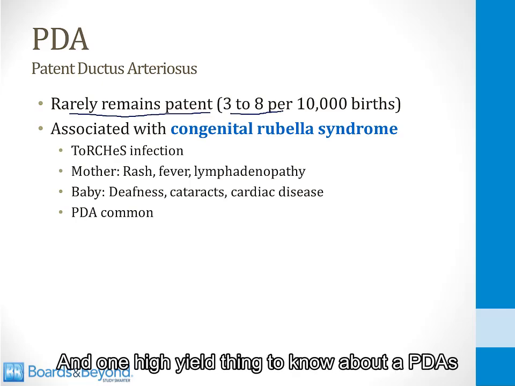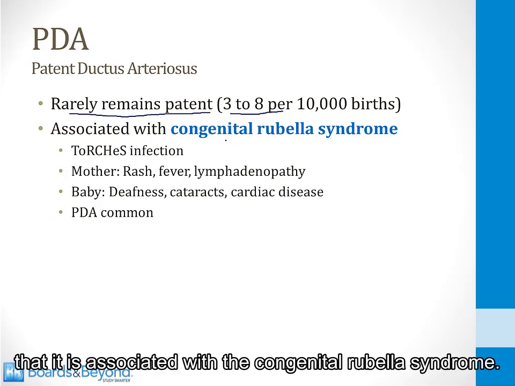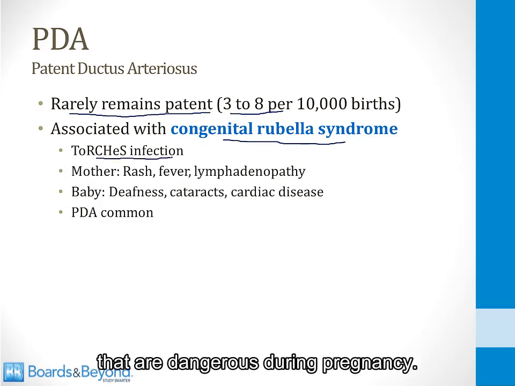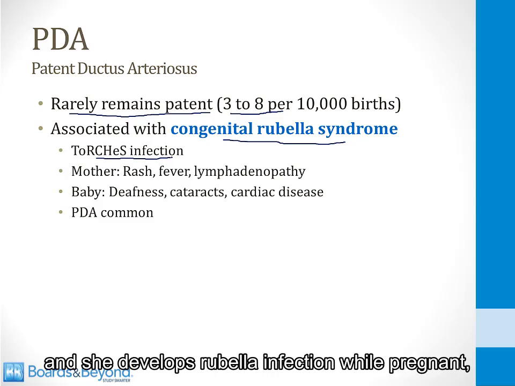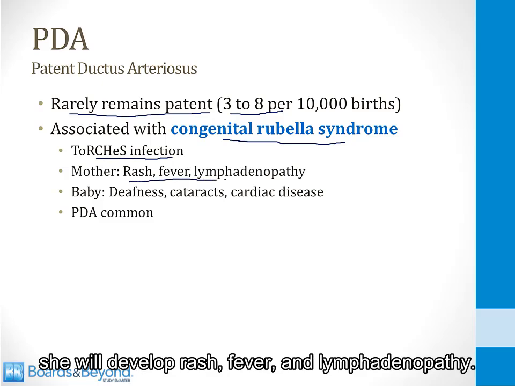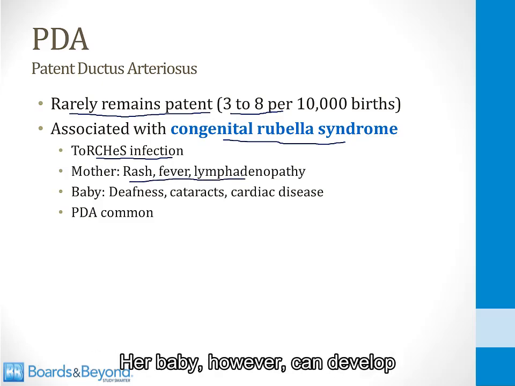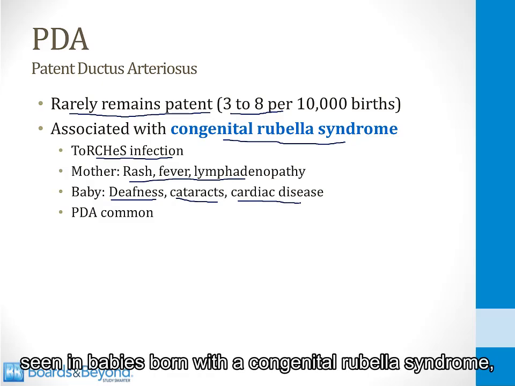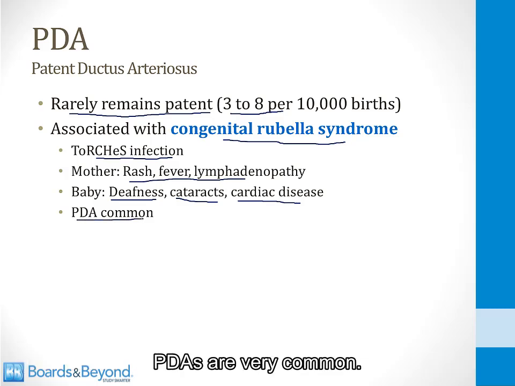And one high-yield thing to know about a PDA is that it is associated with the congenital rubella syndrome. Rubella is one of the TORCHES infections that are dangerous during pregnancy. So if a mother is not vaccinated and she develops rubella infection while pregnant, she will develop rash, fever, and lymphadenopathy. Her baby, however, can develop the congenital rubella syndrome, which includes deafness, cataracts, and cardiac disease. And among the cardiac disease seen in babies born with the congenital rubella syndrome, PDAs are very common.